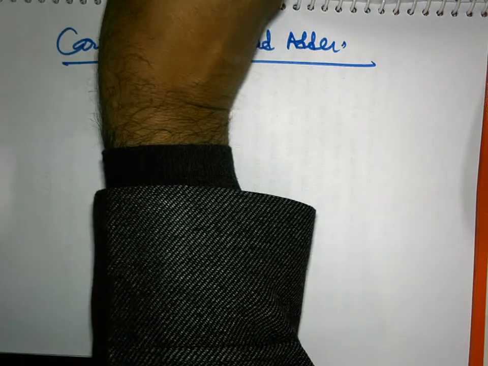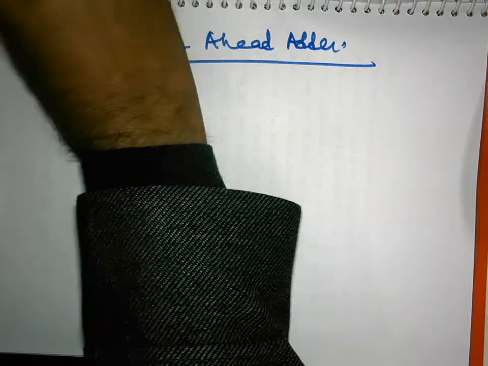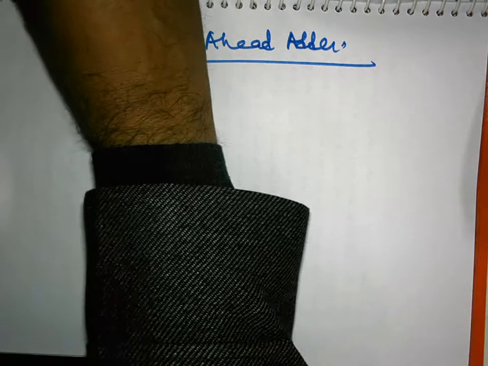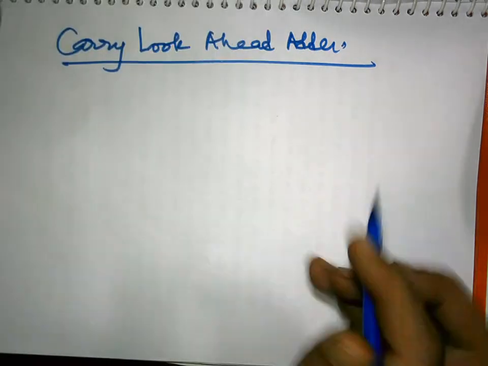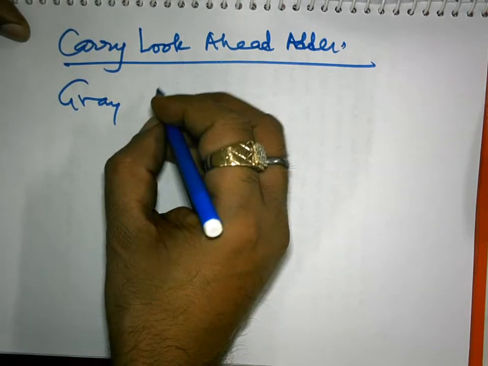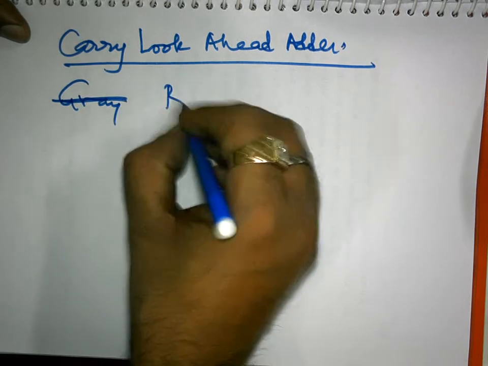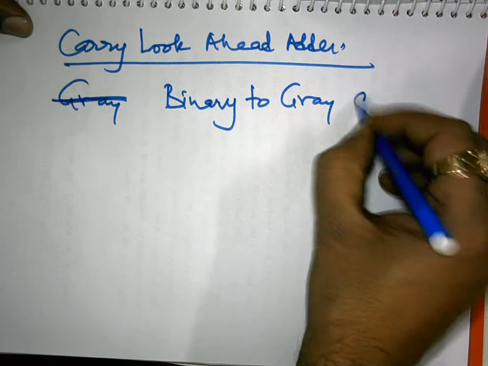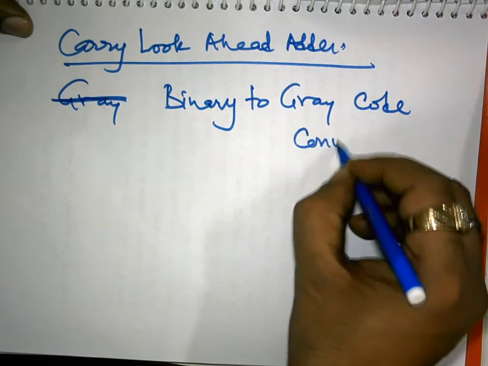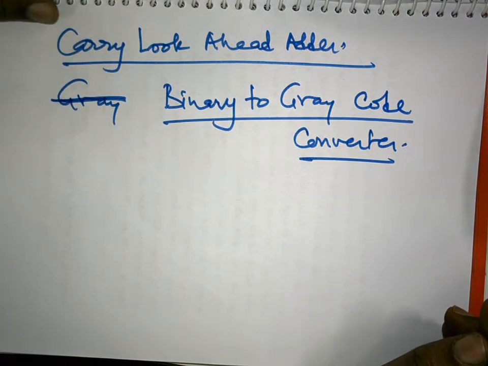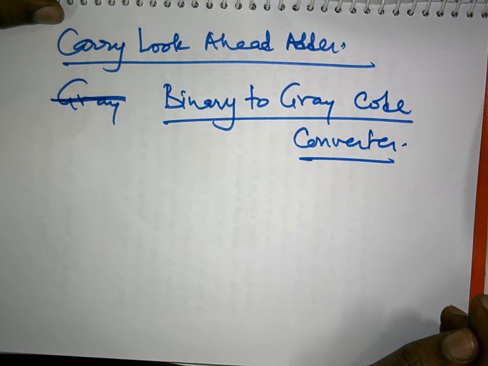Now I will explain some more logical circuitry: binary to gray and gray to binary code converters. Let us explain the binary to gray code converter first. This is a combinational circuit. This circuit you have to implement in your laboratory.